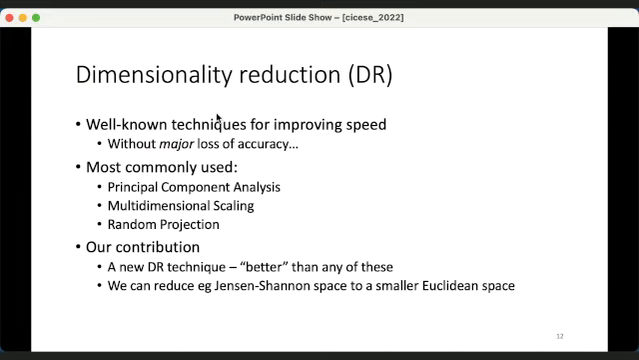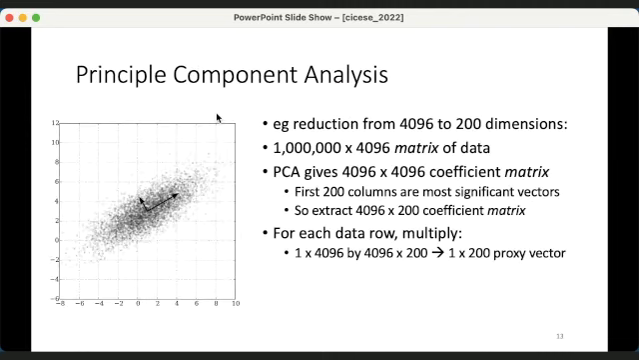But as importantly, it works for spaces such as the Jensen-Shannon space. In fact, it can reduce a Jensen-Shannon space to a smaller space for which Euclidean distance then becomes the metric. So that was actually the motivation for this. I never expected this to work better for Euclidean spaces than these other techniques, but it kind of does. So that's where the excitement is.